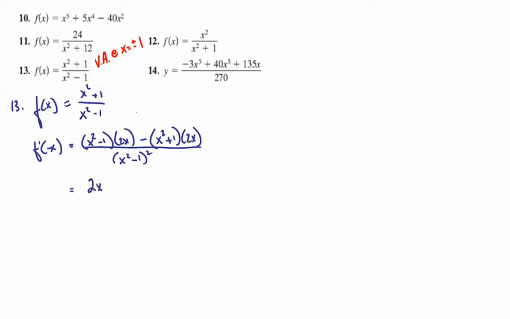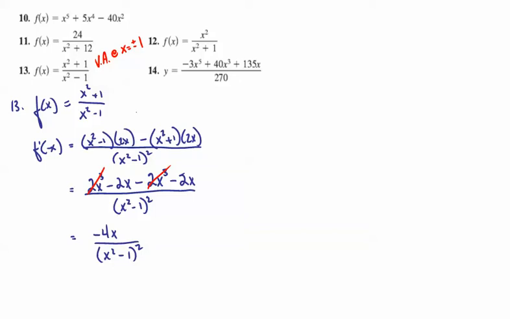and get 2x to the third minus 2x. Then another, but this time minus 2x to the third, and another minus 2x, all over x squared minus 1 to the second. Simplifying, we have a zero pair, 2x cubed and negative 2x cubed, and we end up with 4x over x squared minus 1 to the second power, and that's our first derivative.